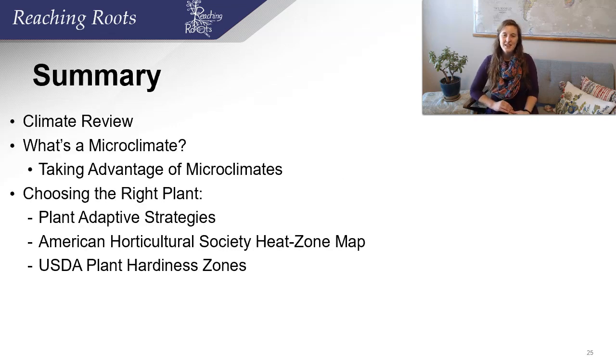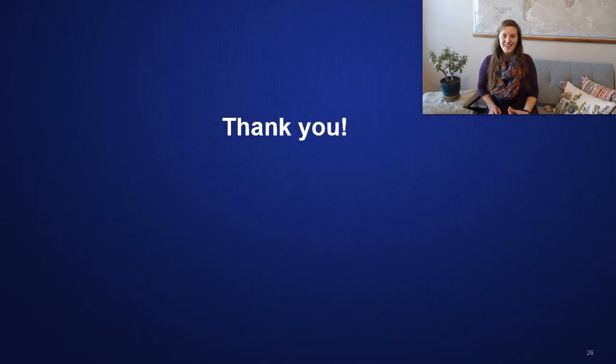In summary, today we talked all about how to choose which plant will do well in your area. We talked about microclimates and how to take advantage of them. We talked about plant adaptive strategies, so finding a plant that has an adaptive strategy that will overcome the challenge that's in your area. And then we learned about the two maps and how to understand those zones to find a plant that's compatible with our growing area.